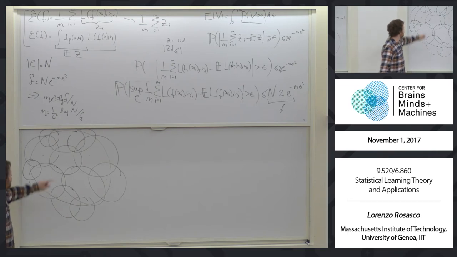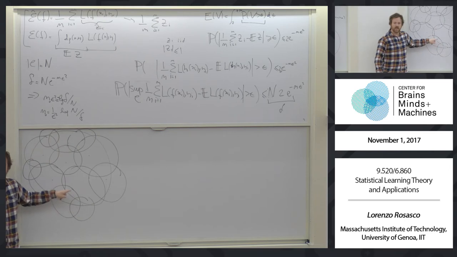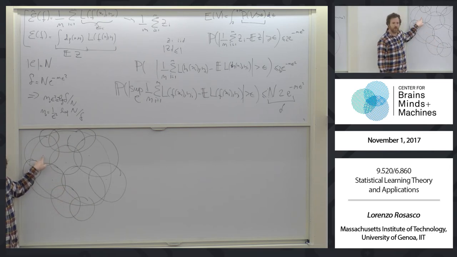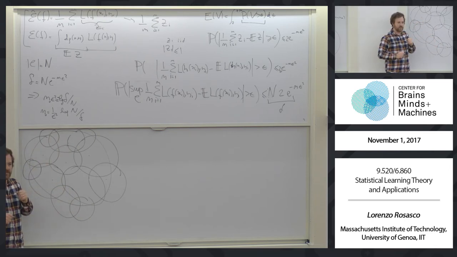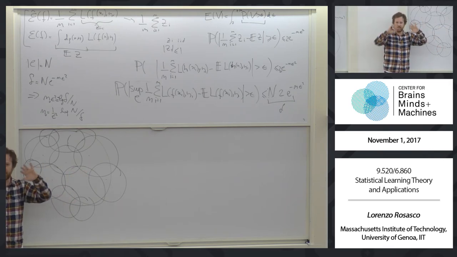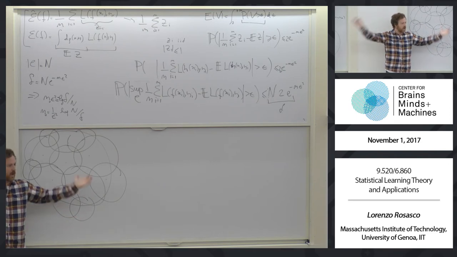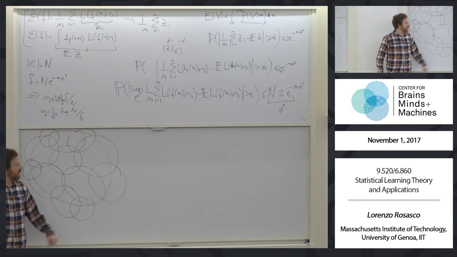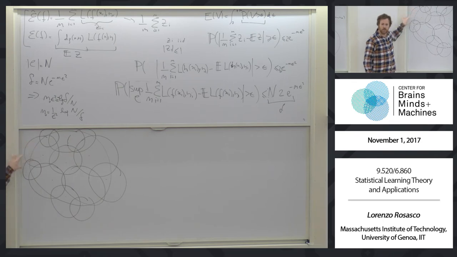So the idea is that if I take any point in here, then I have a center of a ball which is not too far away from it. Okay? So we have to assume that the space of functions we are considering can be infinite, but in some sense is like a ball. It's not arbitrarily complicated. And then we are going to cover it with smaller balls.